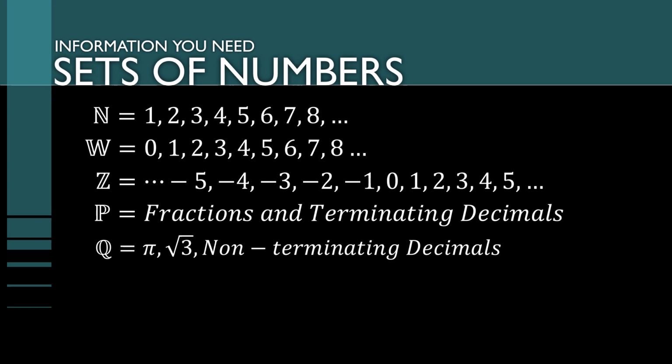Following the set of irrational numbers, you have the set of all the real numbers. Now, the set of all the real numbers is pretty easy because it's all of the sets we just talked about. So all of the sets of real numbers are natural numbers, whole numbers, integers, rationals, and irrationals. They all get lumped into one set.